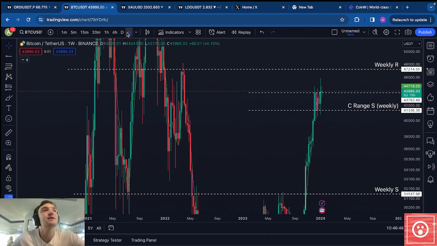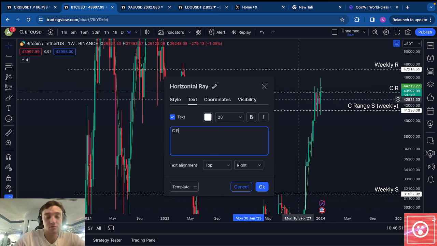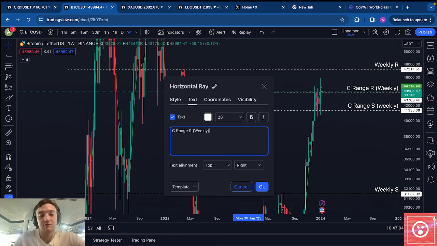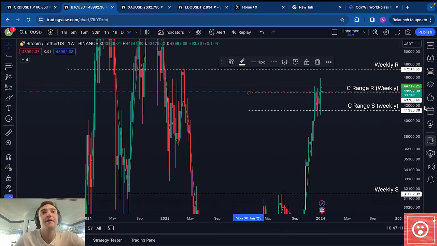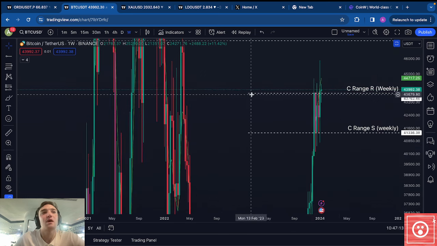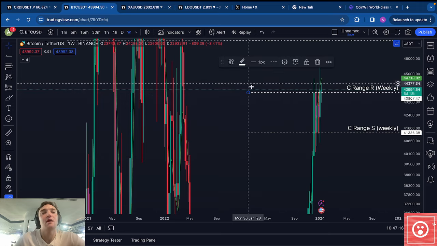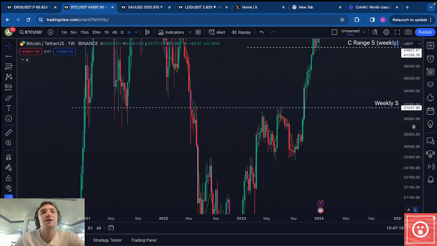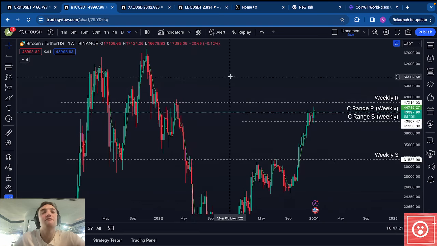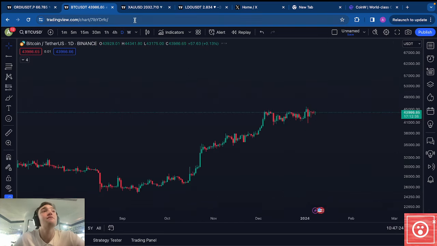So on the weekly time frame, we have our two levels. Let me just label this. I don't normally label like this, but for educational purposes it's important for these levels. So we have current range resistance and current range support on the weekly time frame. Very simple, just looking at the market, you can see that it's bullish. It's creating higher highs and higher lows. On the weekly time frame, we are bullish. So now you want to go down to the lower time frame.